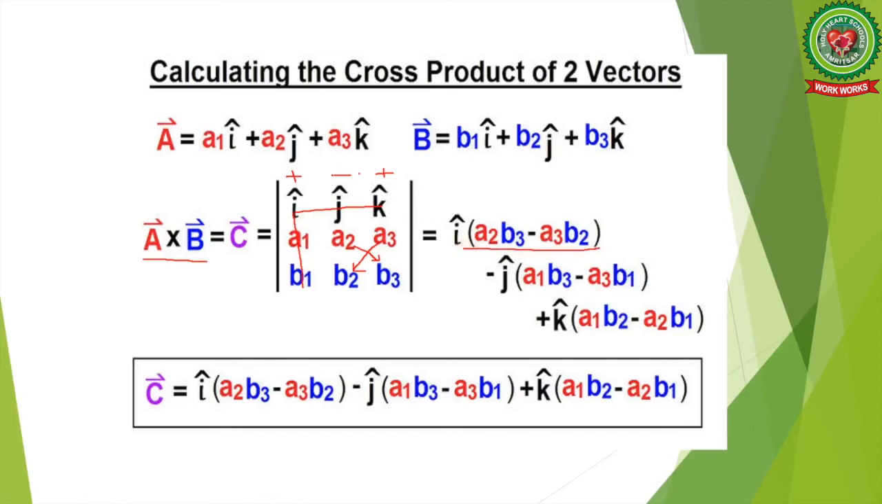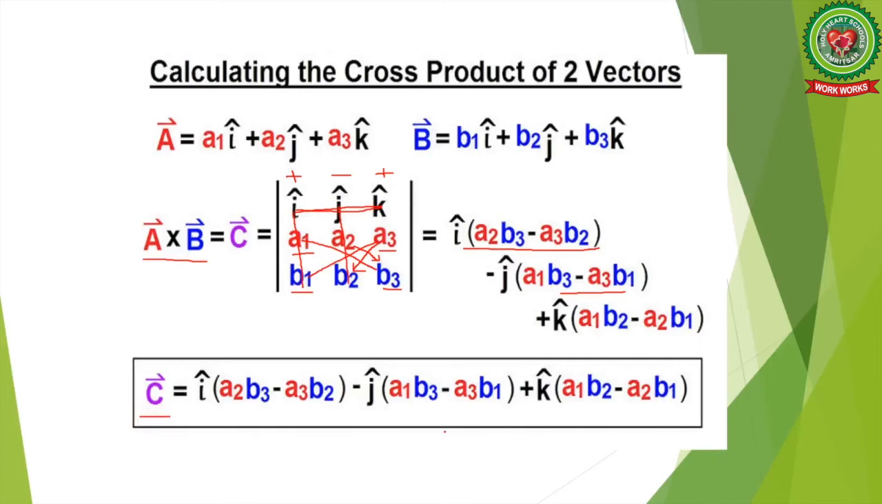Next, I told you to put minus here with J. Now this time you have to eliminate the J line and this row. We are left with A1, B1, A3, B3. So first start from the left side: A1 multiplied by B3, then minus as usual, then A3 multiplied by B1. And similarly for the last, K, leave this line and this row and multiply A1 with B2 minus A2 B1. So this is the result, which is your resultant vector.